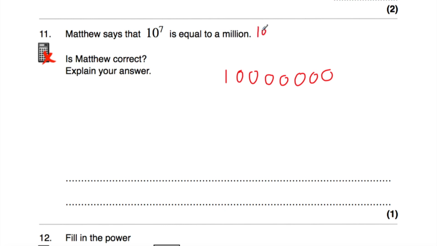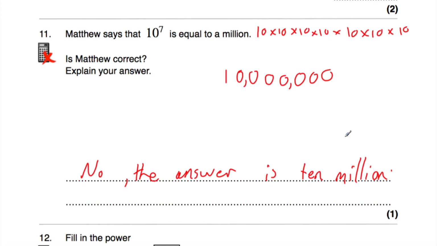We could do that also by doing 10 times 10 times 10 times 10 times 10 times 10. 1, 2, 3, 4, 5, 6, 7. We could do it that way, and I'll come back to that in a second. Now we've got 1 followed by 7 zeros. I'm just going to put little commas in to help me with my place value. So we've got that's equal to 10 million. Now he said the answer is equal to 1,000,000. Is Matthew correct? No, the answer is actually 10 million. So let's write that down. No, the answer is 10 million, and that's it.